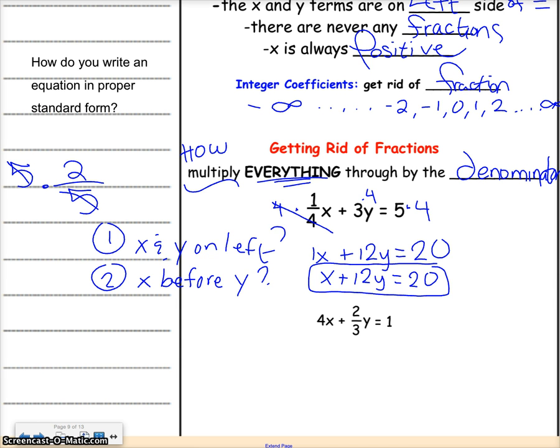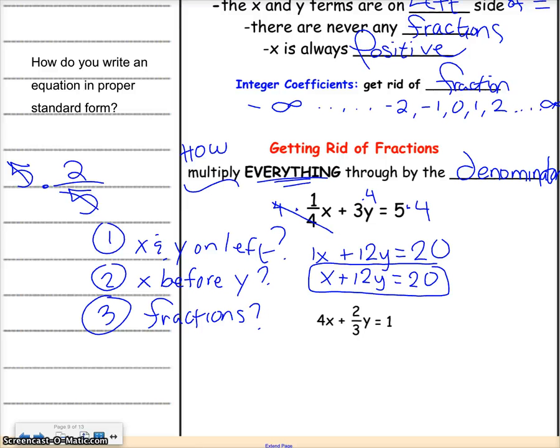So these are all questions I ask myself all the time. I always ask myself this, and I've been doing it a long time. So you should ask yourself this too. The third thing I ask myself, fractions, question mark? That's what I say, fractions, question mark? And if there are fractions, then I get rid of those fractions by timesing everything by the denominator.